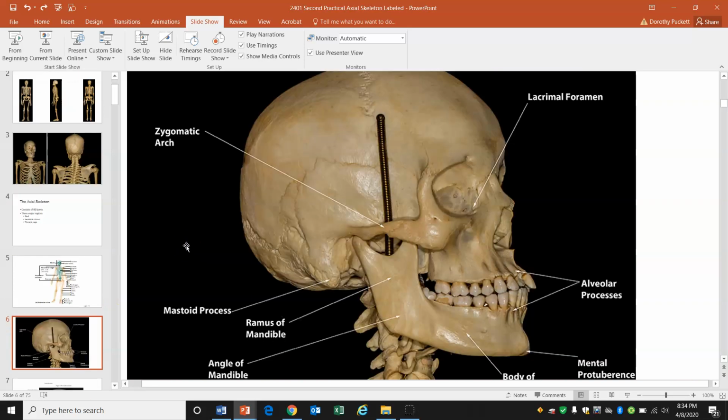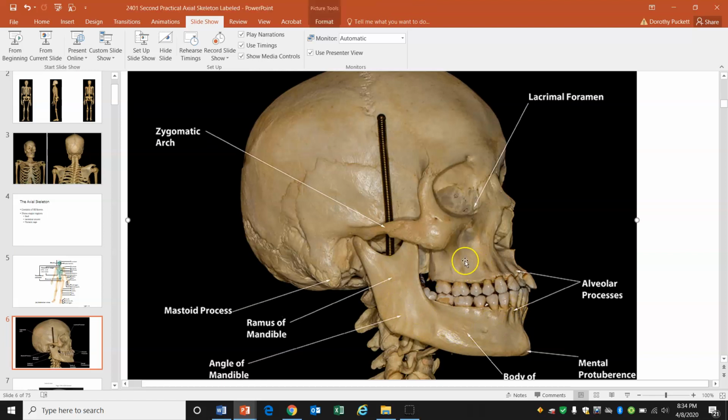Here is a lateral view of the skull, and from this view you can still see the bones we covered in the last video: the frontal bone, parietal bone, temporal bone, occipital bone, and zygomatic bone. Also, here is the mandible and the maxilla.